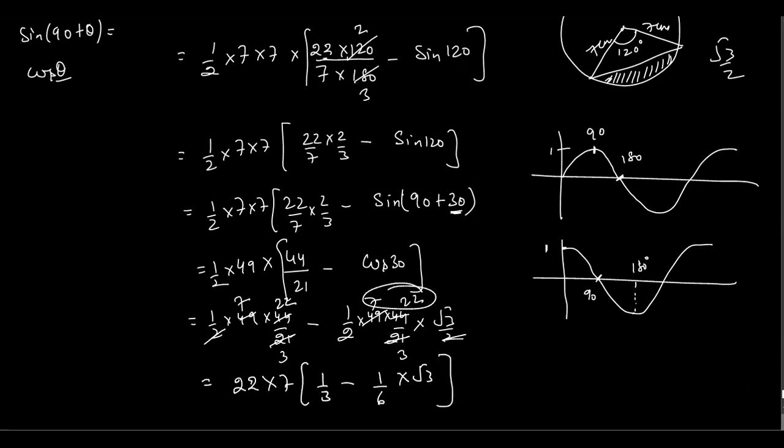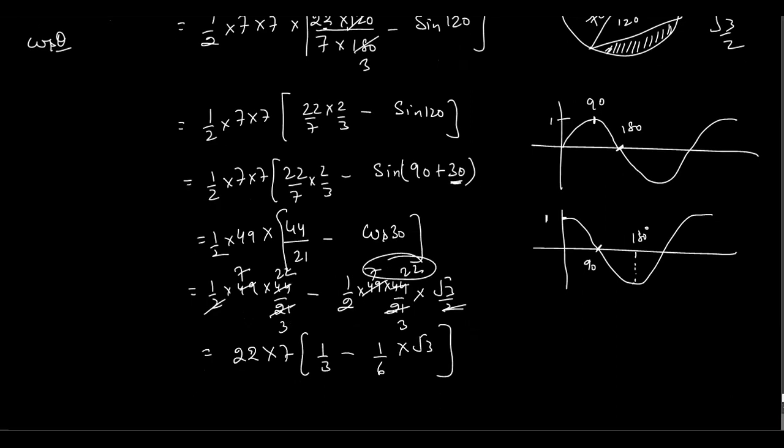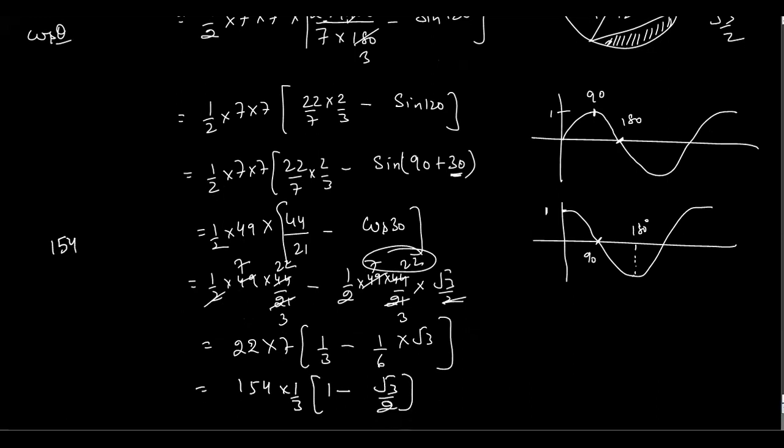Okay. So again you can take the 1/6 as common. So 22 into 7 you will get 154. So 154 and you can take the 1/6 as common from both. So when you take 1/6 you will get 2 as common, you will get -1 and you will get 1/2 into 3, or you can write it √3/2. √3/2 सही तो लिखा था √3/2. So you can solve this one by using this method. Got my point?